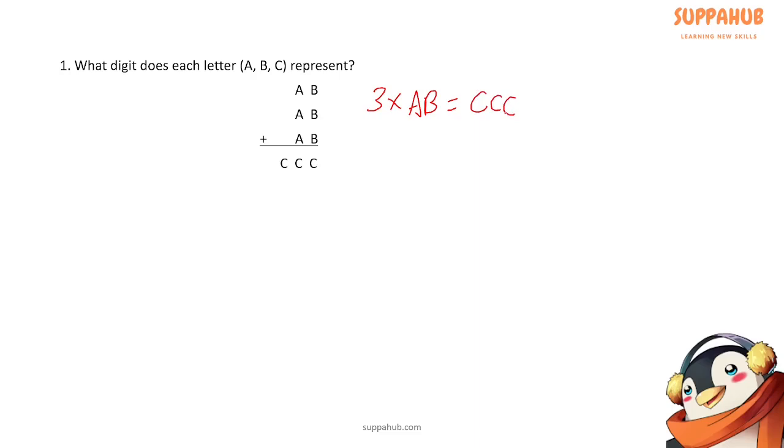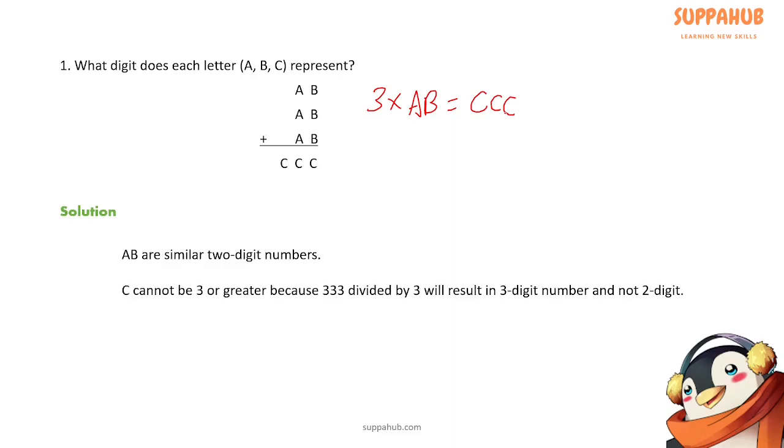So from here, you know that AB is a two-digit number, and C cannot be 3 or greater. Why? Because if it's 3 or greater, let's say you have 3, 3, 3, then when you divide by 3, you get 1, 1, 1. So it doesn't make sense, because AB is only a two-digit number, right?